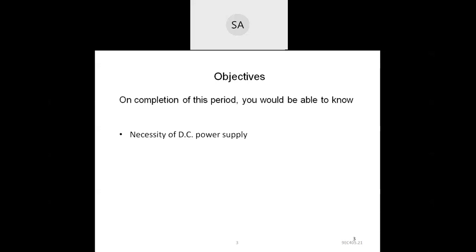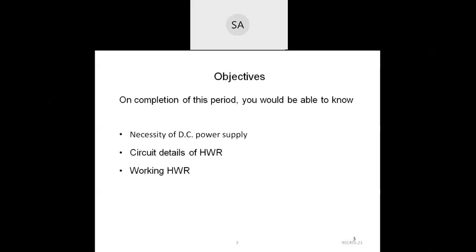The main objective of today's class is that by the completion of this lecture, you would be able to know the necessity of the DC power supply. This unit is only for DC power supplies. So you will learn about the necessity of DC power supply, circuit details of the half wave rectifier, and working of the half wave rectifier. These are the topics we are going to cover in today's lecture.